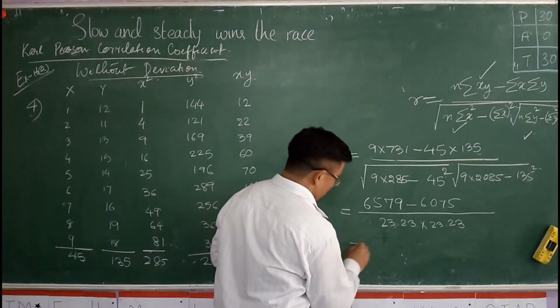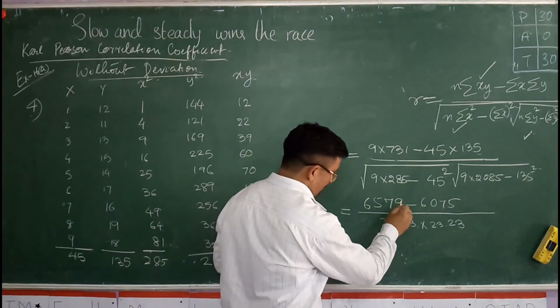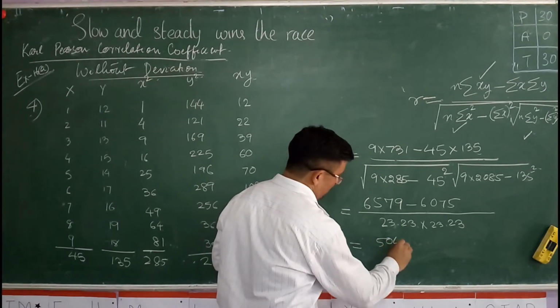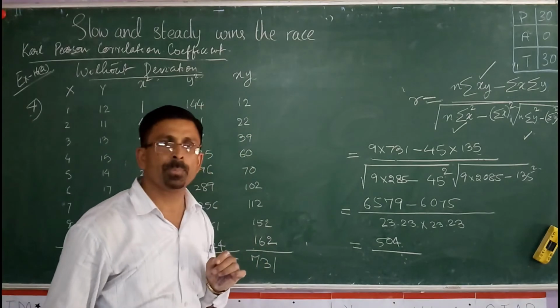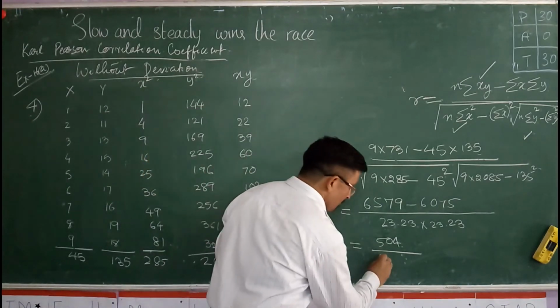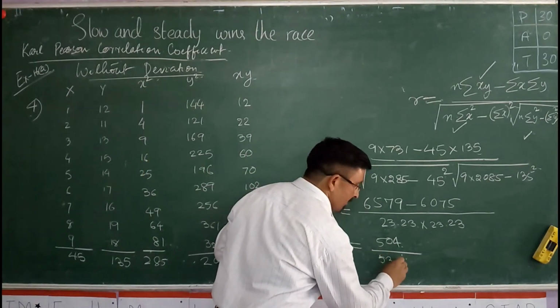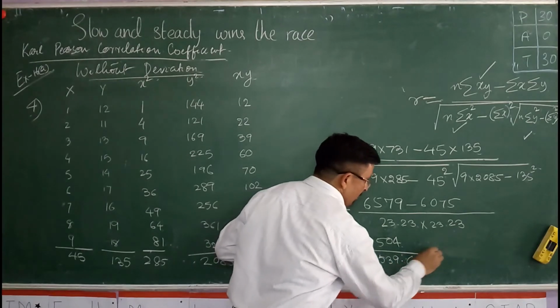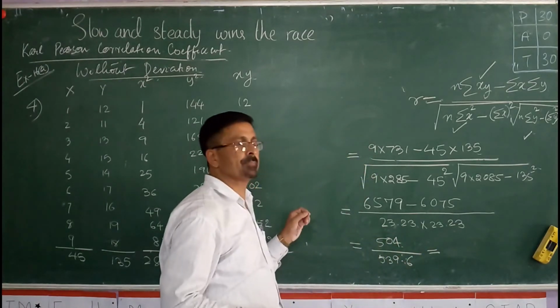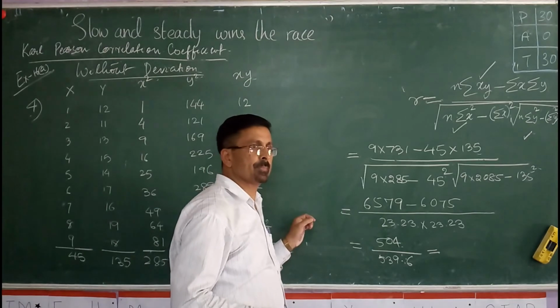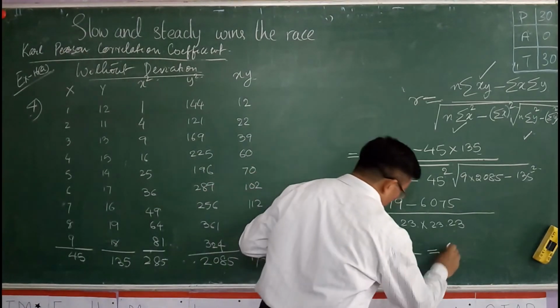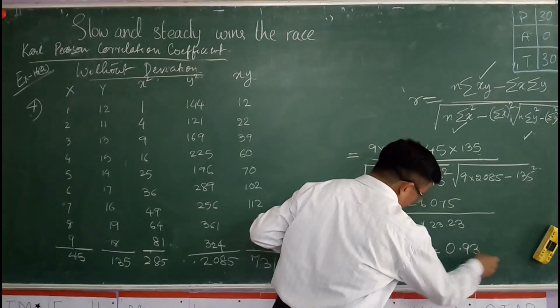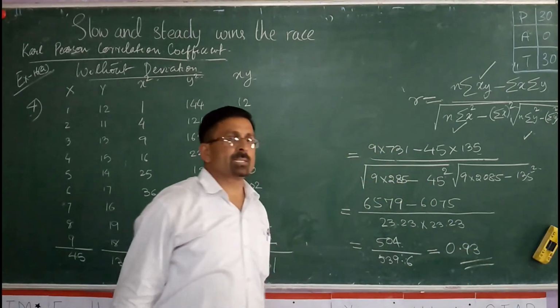Okay. So this is coming now 504 divided by the product of these two. Can you give me the product of this? 539.6. Now give me the answer of this. 0.93.